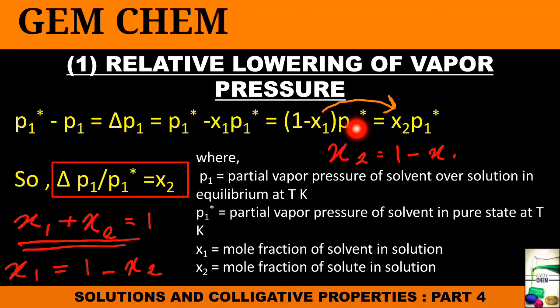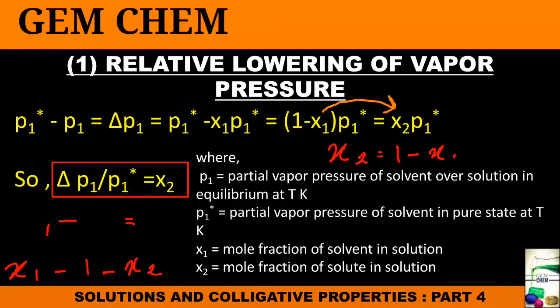Now ultimately we take this delta P1 divided by the original vapor pressure, that is, the partial vapor pressure of solvent in pure state. So we get the relative lowering of vapor pressure, which equals X2. And what is X2? It is the mole fraction of solute in solution. And this equation is applicable for ideal and ideally dilute solutions. Remember this.